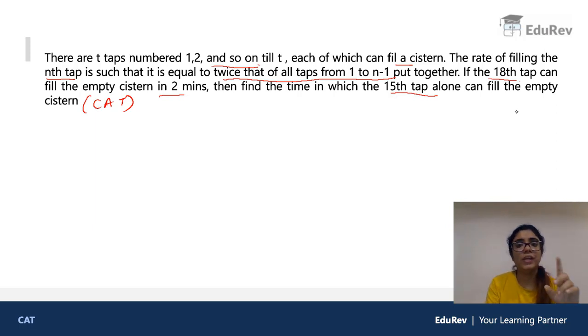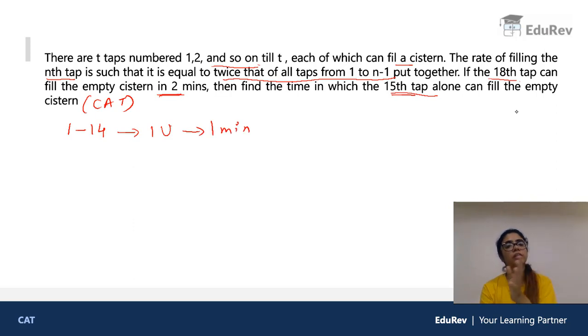But understand, we have to go up to the 18th tap because we know the timing of the 18th tap, and they're asking us about the 15th tap. So starting from the first tap is not going to make sense because it's going to make our sum extremely complicated and lengthy. So what we'll do is, let's say taps number 1 to 14 together fill 1 unit in 1 minute. Okay? So we have added all the units of 1 to 14 and let's say they fill only 1 unit in 1 minute.